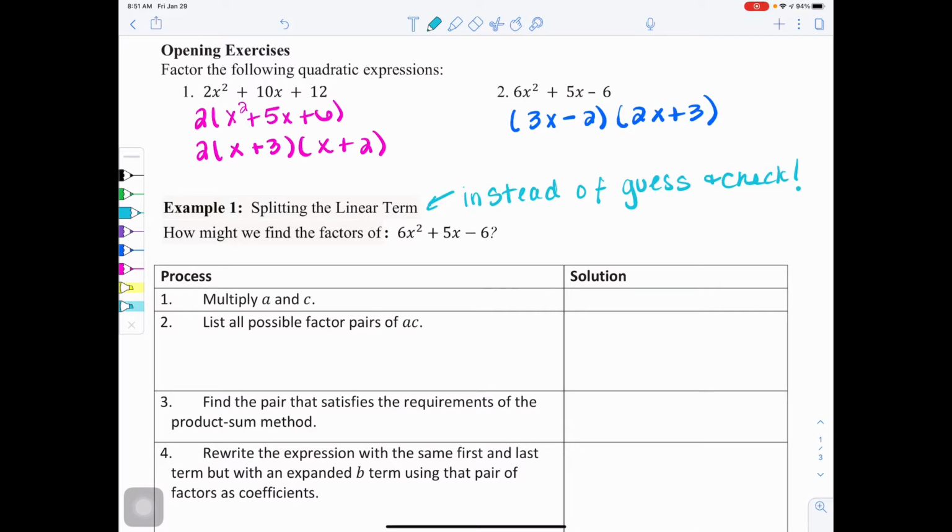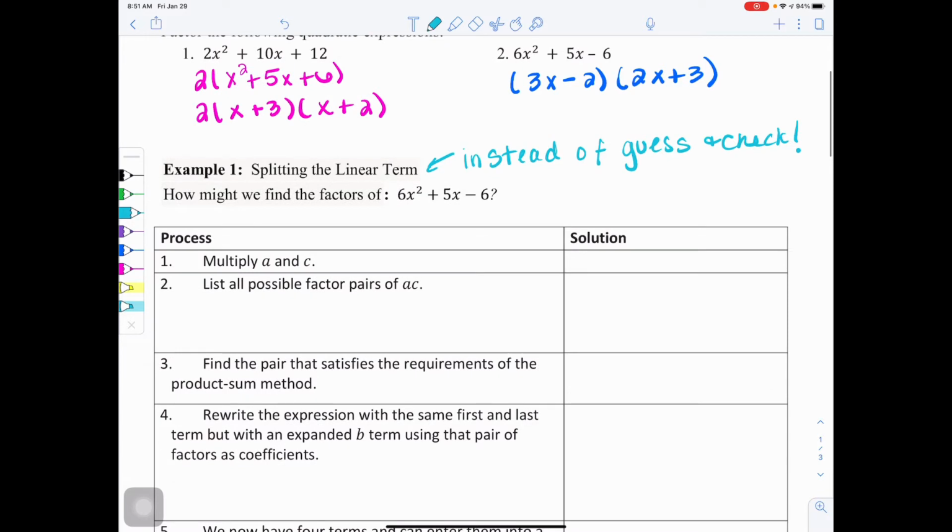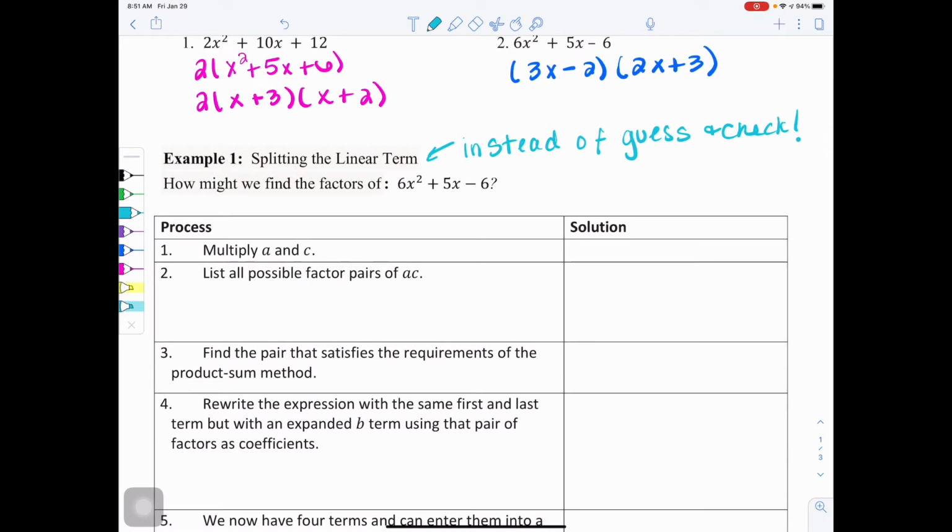So it says, how might we find the factors of 6x squared plus 5x minus 6? So you'll see in step 1, it says multiply a and c. Let's go up here and take a look and label all of our a, b, c values. So a is the coefficient of the x squared term, so our a is 6. B is the coefficient of our middle term, which would be a 5. And c is our last constant number, which is negative 6. So in step 1, it says multiply a and c. So that means we're taking 6 and negative 6 and multiplying them to get negative 36. That's the first step in the process.